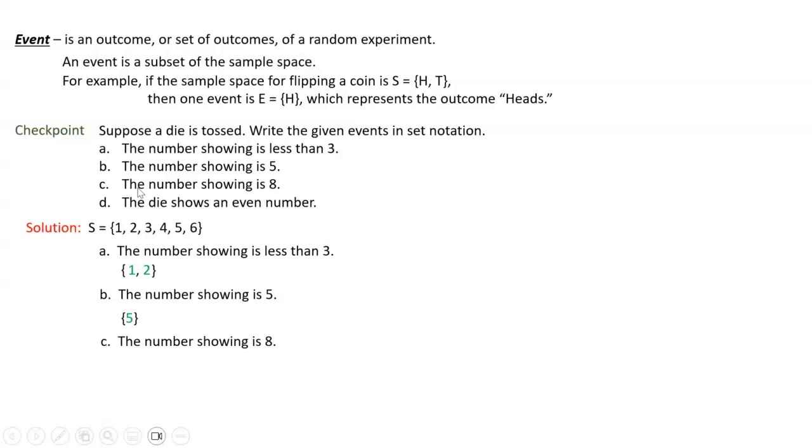For C, the number showing is an 8. For that one, it's going to be the empty set because there's no 8 on the die. It's only 1 through 6, so it's the empty set. And D, the number showing is even. From 1, 2, 3, 4, 5, 6, the even numbers are 2, 4, and 6, so the set is {2, 4, 6}. These are examples of an event happening.